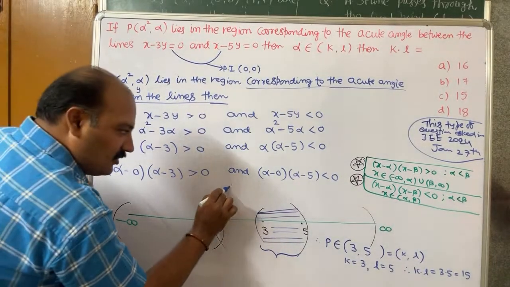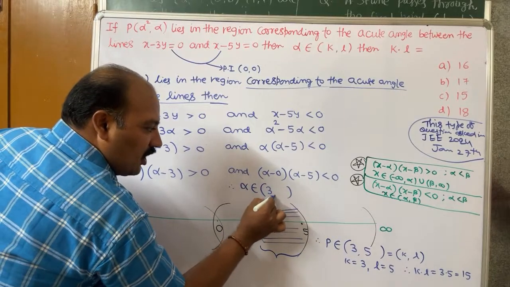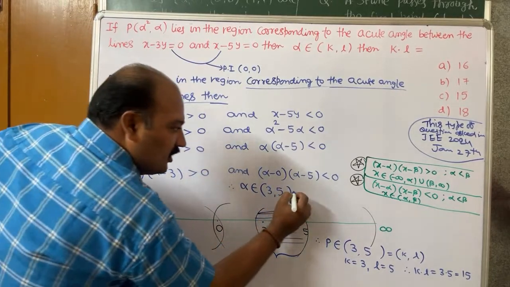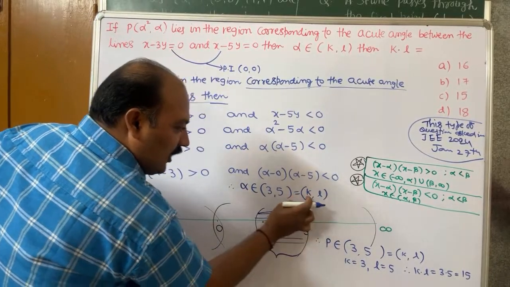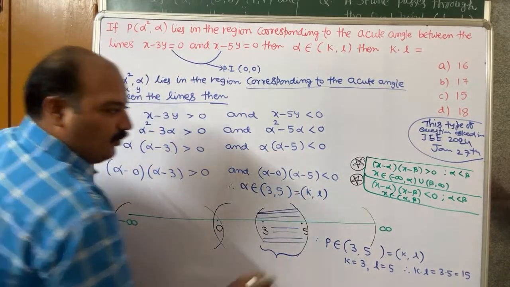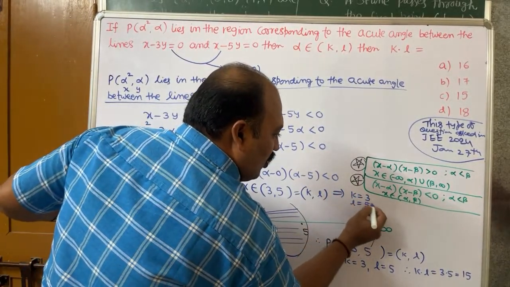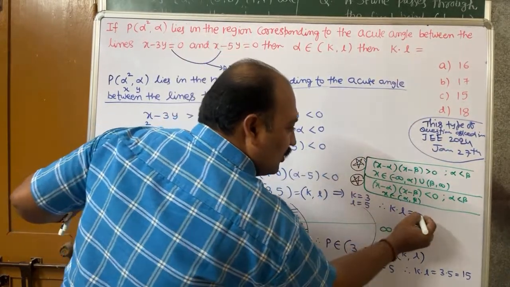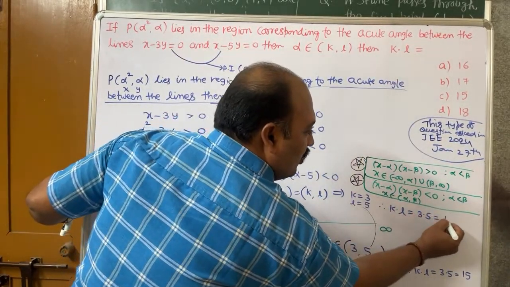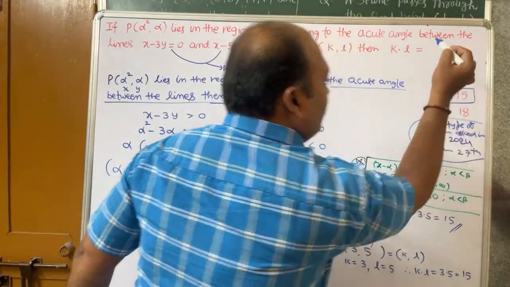So I am writing here. Alpha belongs to the common interval (3, 5). This you have to compare with (k, L). So k is equal to 3, L is equal to 5. They are asking to find k into L here. So 3 into 5 is equal to 15. So the answer is 15.